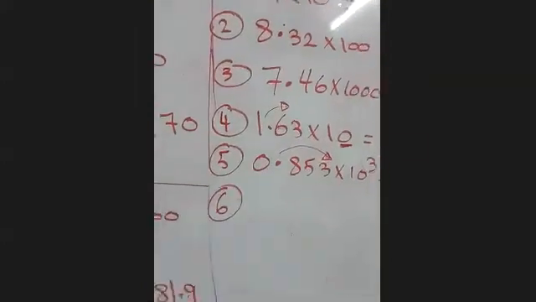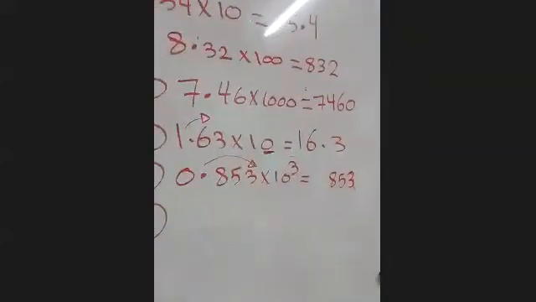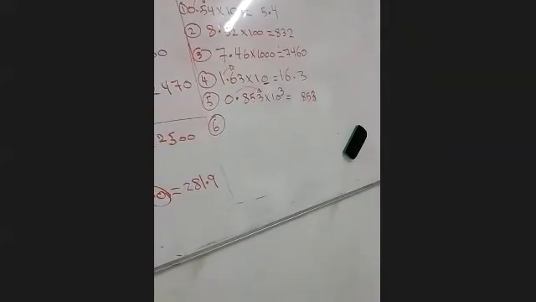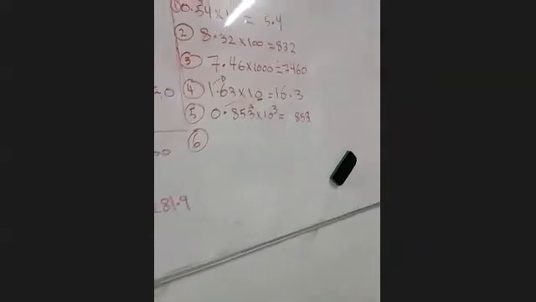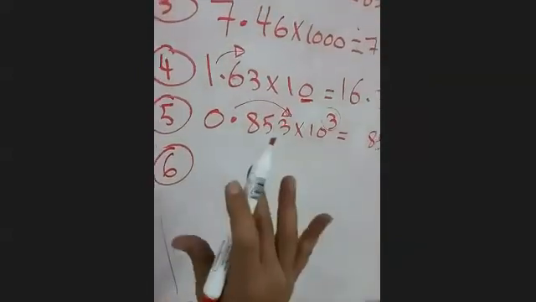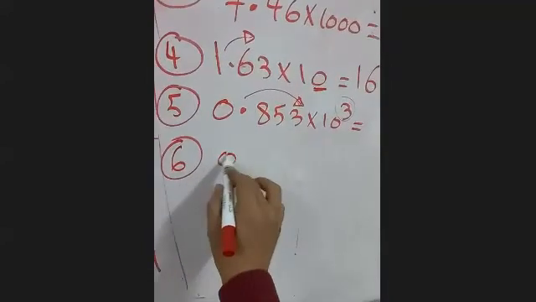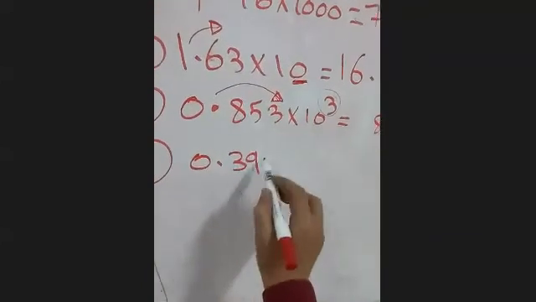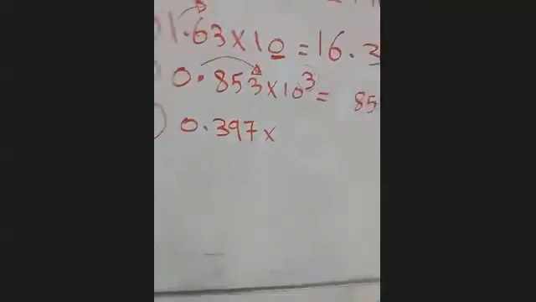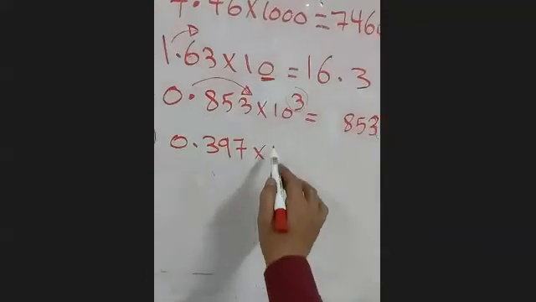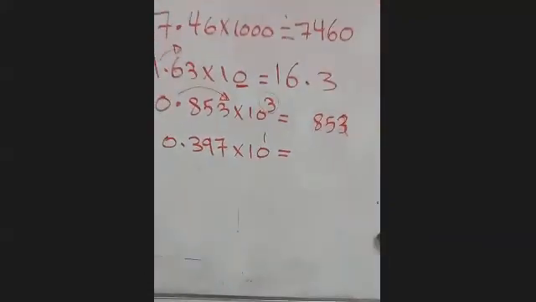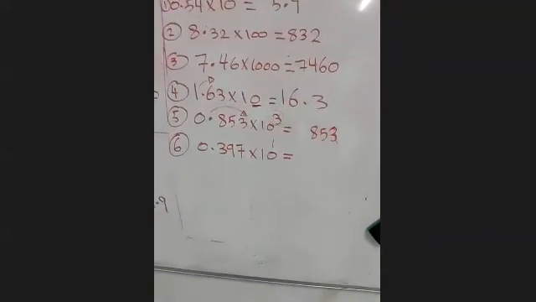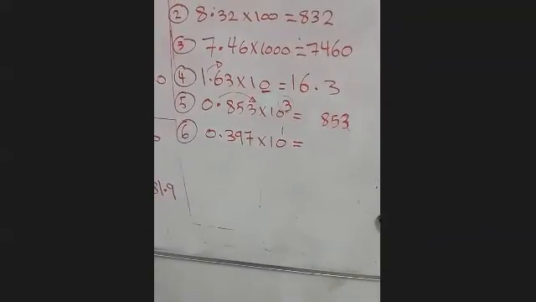Question 6. 0 decimal 397. Multiply 10 power 1. 10 power 1 equals 10, so there is one.